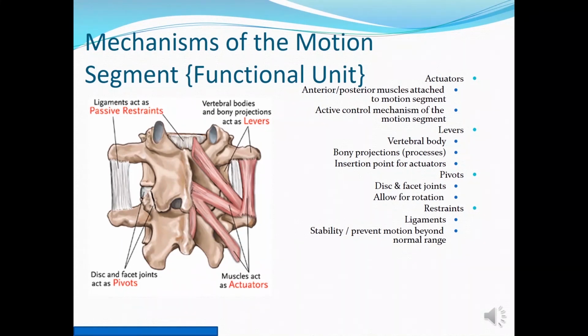The motion segment is composed of two adjacent vertebrae, the joints in between, the disc, and the muscles posteriorly. It has actuators, which are the muscles that move this segment, levers where the body or the processes are used, the pivot where the center of motion takes place in the disc and the facet joints, and restraints, which are the ligaments.